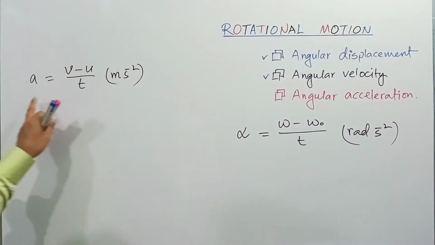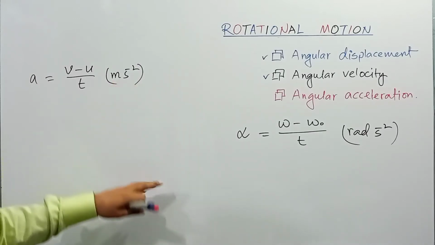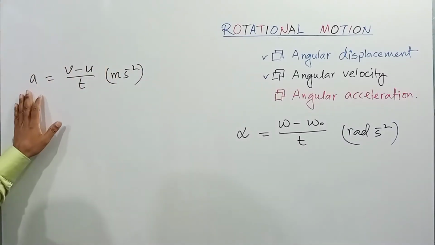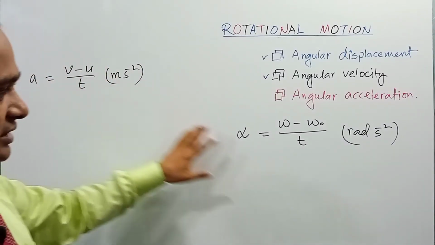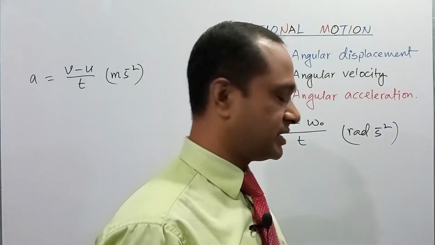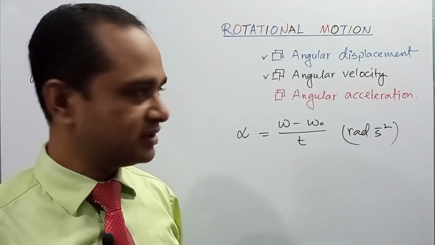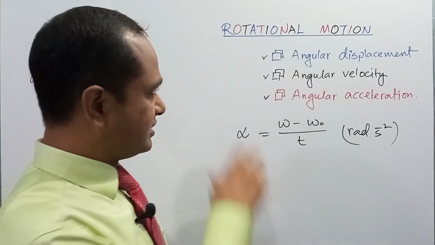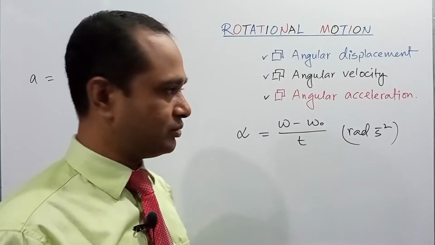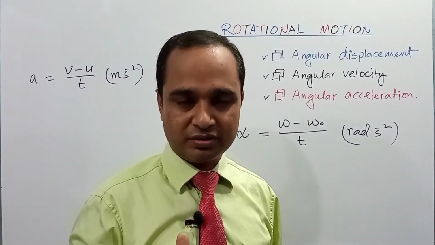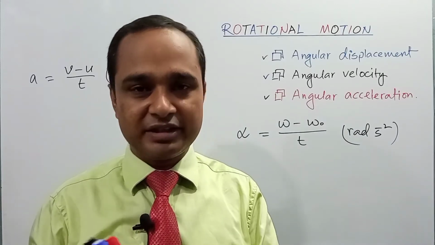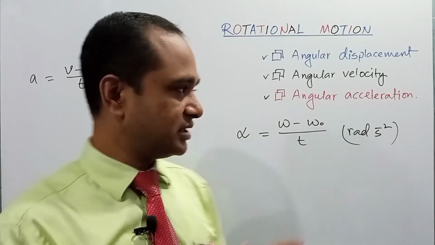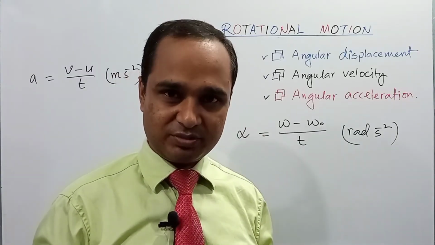Here, in linear acceleration the unit will be meter per second square, and in angular acceleration the unit will be radian per second square, right. So, these are the very basic terms related to rotational motion. Now, we are going to see some expressions which are similar to linear motion, so we are going to compare some expressions of linear motion and rotational motion.